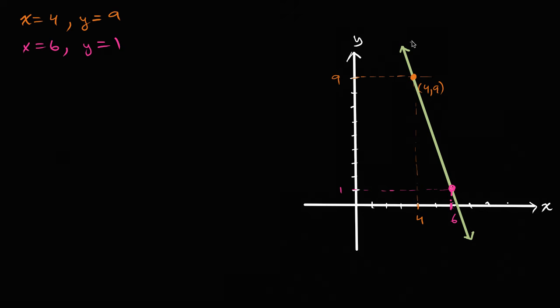Now what I want to do in this video is say, well, can we find that linear equation, and can we express it in both point-slope form and in slope-intercept form? And I encourage you, like always, pause the video and see if you can do it. So let's first think about point-slope form.